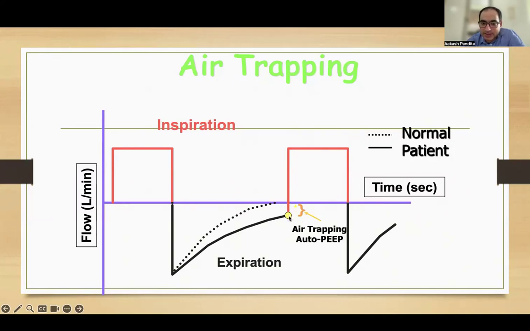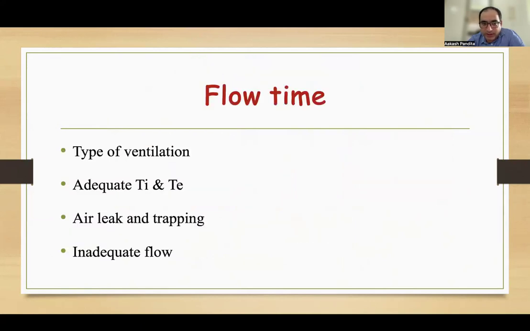So it starts below the baseline. So this much air trapping happens, and with each breath, it will keep on increasing. And by looking at the flow time graph, we can also pick up auto PEEP or air trapping.